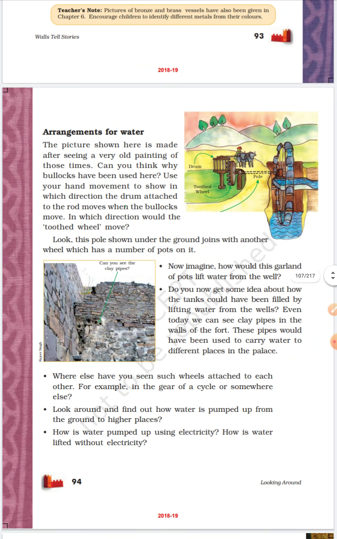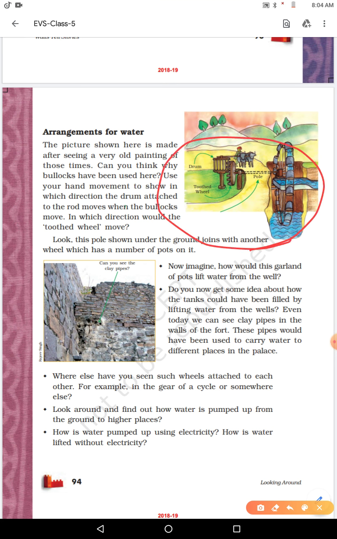Now our next topic is arrangement of water. The picture shown here, right? This is a Persian wheel. Can you think why bullocks have been used here? Bullocks go around the wheel, and the water is fetched by these buckets, right? So this is known as a Persian wheel, used to fetch water and supply water at a high place.